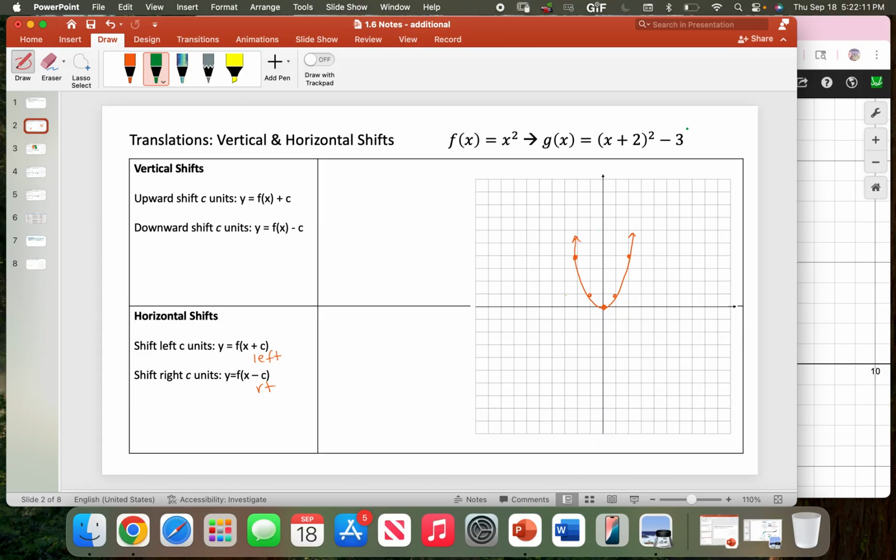And then, like I said, I'm going to just do both of these at the same time. I'm going to move to the left 2 and then down 3. So we'll start at our original point, go left 2, and then down 3. And we'll do this for all of the points for the parabola. So left 2, down 3. And this would be g of x, shifted to the left 2 and down 3.